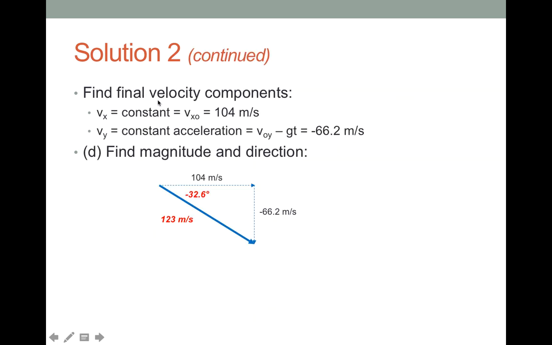Now to find the final velocity, Vx is constant, so it's the same as it was at the start. The final Vy will change. It'll be the initial minus g times the time it's in the air. Time in the air we already found. That was approximately 12 seconds. Plug this in and we find out the final velocity is about minus 66.2 meters per second. To find the magnitude and direction, here's our x component. Here is our y component. Pythagoras gives us the magnitude of the hypotenuse, and a little bit of trigonometry gives us this angle.